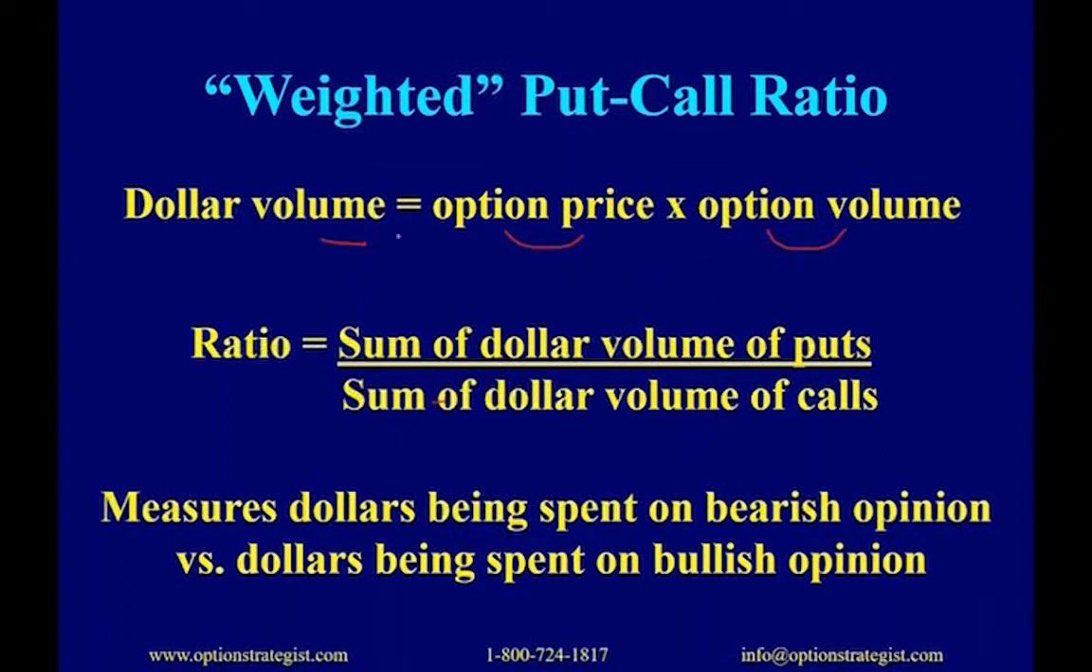And so you make that dollar volume calculation for every option. Then you sum up those for all the puts. Separately, you sum up the dollar volumes of all the calls, and you divide the two, and it's your weighted put call ratio. So now we're measuring the dollars being spent on bullish opinion versus the dollars being spent on bearish opinion, and that's a more reliable thing in my way of thinking.